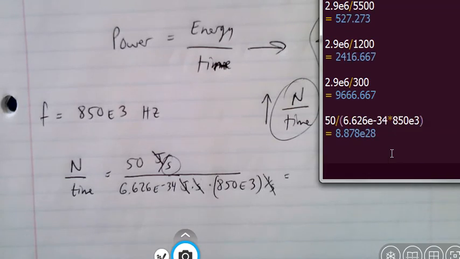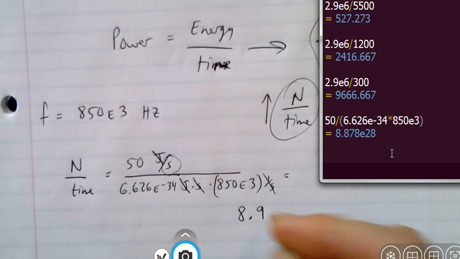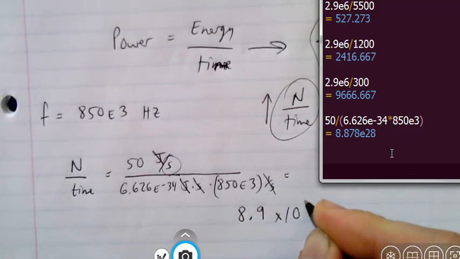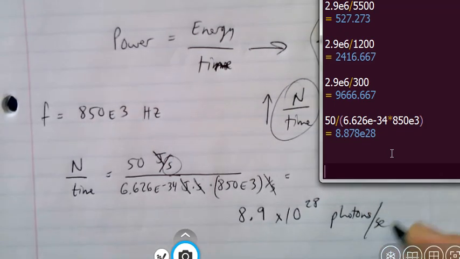And you'll actually see, wow, that's a lot of photons per second, which is 8.9 times 10 to the 28th photons per second. So one thing I'd like to challenge you to do is to repeat the same calculation, except instead of 850 kilohertz, I'd like you to try putting in the 85 megahertz.